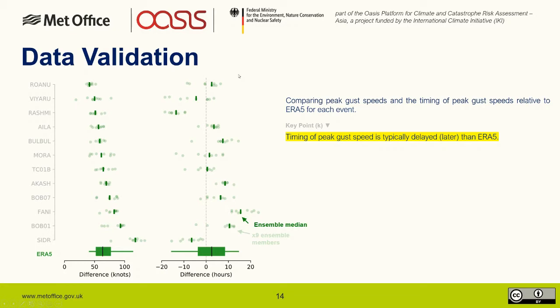So note in this plot that we are separating out each of the individual events. The thick green bar represents the ensemble mean, and the circles are each member of our ensemble. At the bottom, we summarise all 12 events into one box plot for the difference in timing here and the difference in the magnitude of the peak gust here.